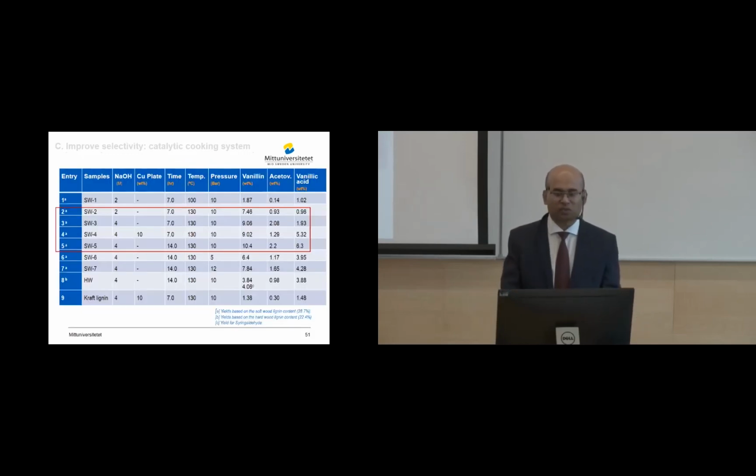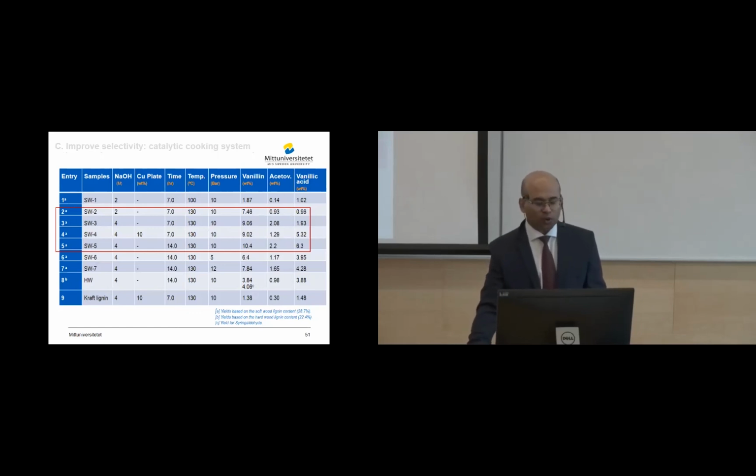So these are my last results. If you see this, we have softwood 1, 2, 3, 4, 5, 6, 7, and hardwood and crop lignin. We have alkalinity 2 to 4, and we also used a copper catalyst in softwood 4 and also crop lignin. We have the times only 7 and 14 hours, and pressures 10, 5, and 12.